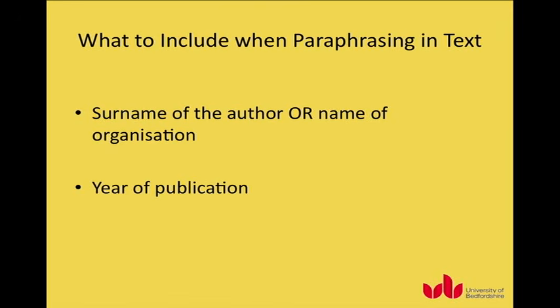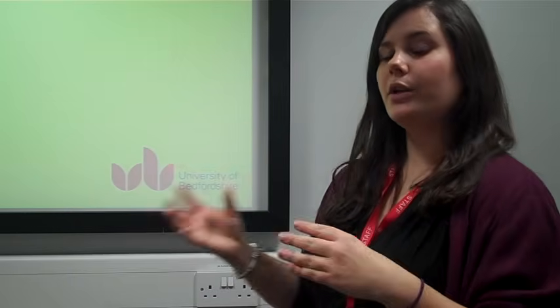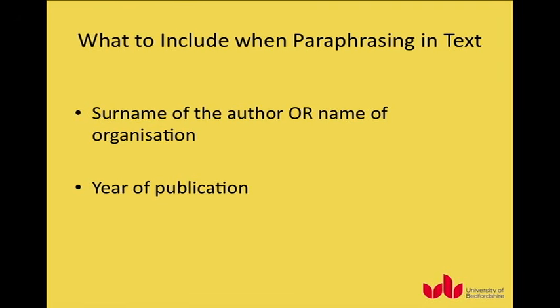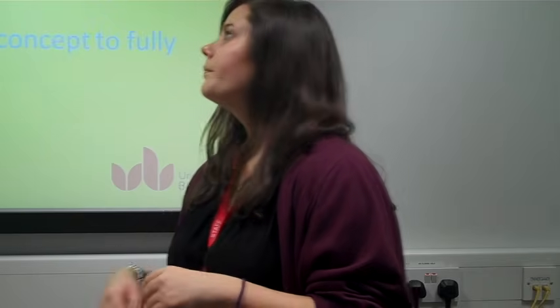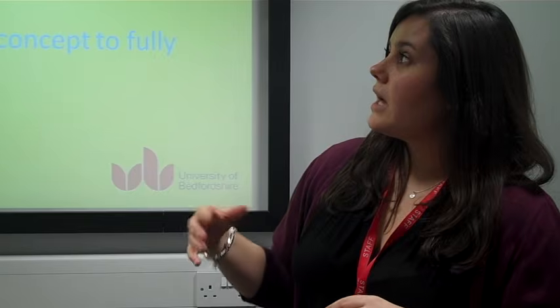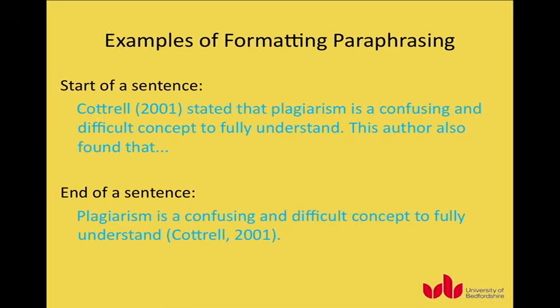Once you've paraphrased, once you've put something into your own words, how do you include that in your text? Well, you need to make sure you put the surname of the author or the organisation, and you need to put the year of publication. That will look like this. At the start of a sentence: Cottrell, 2001, stated that plagiarism is a confusing and difficult concept to fully understand.